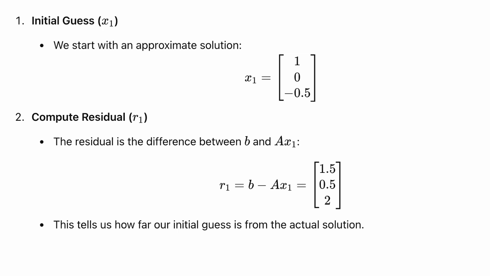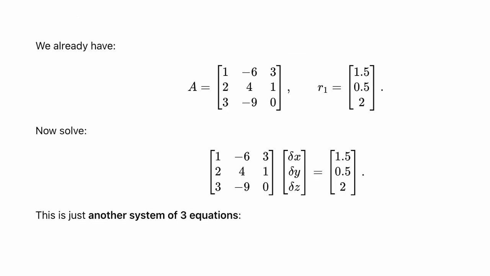That is, you are going to write B, you are going to write A, and you are going to write this x, and you are going to multiply A and x, and you will calculate the value as 1.5, 0.5 and 2. So this will give us an idea of how far our initial guess is from the actual solution.